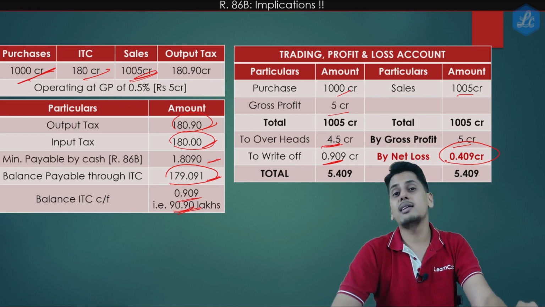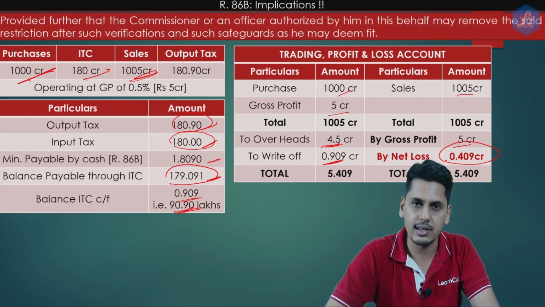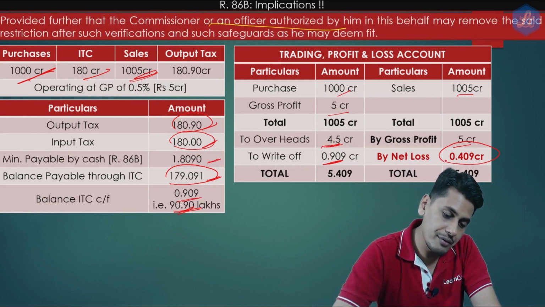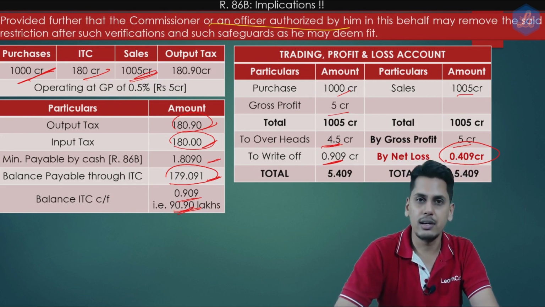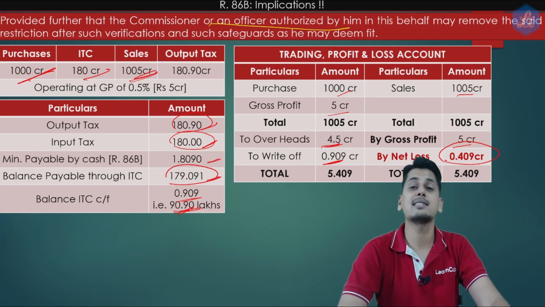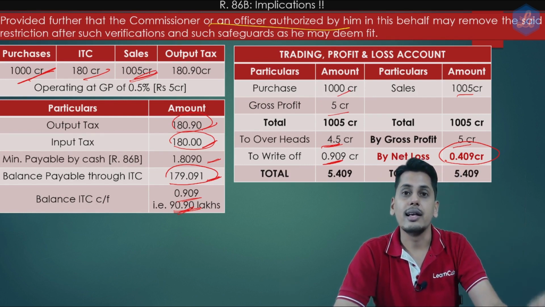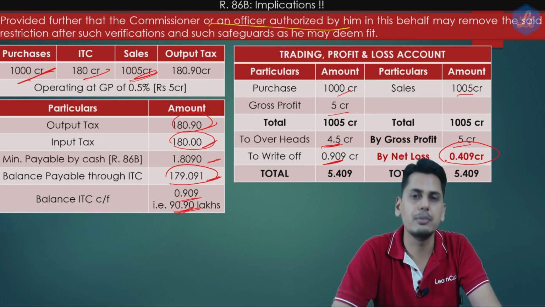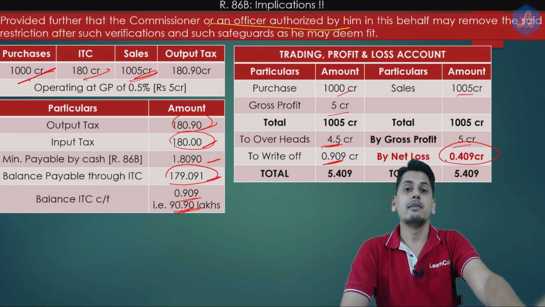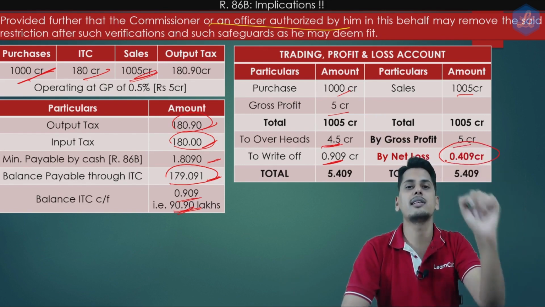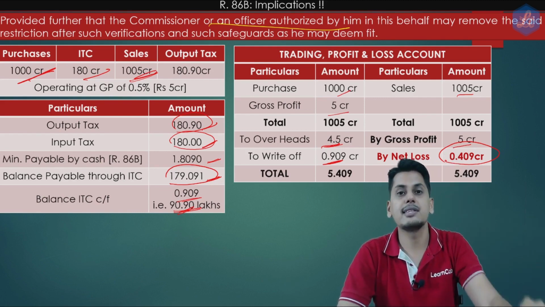So now friends, other than the relaxations which we have already discussed, here we got another relaxation which states that provided further that the commissioner or an officer who is authorized by him in this behalf may remove the said restriction after such verifications and safeguards as he may deem fit. Which means that we will have to make an application to the proper officer, satisfy that how this rule 86B is disturbing you, and if he deems it fit, he can remove this restriction of 86B which is placed on this particular registered person.